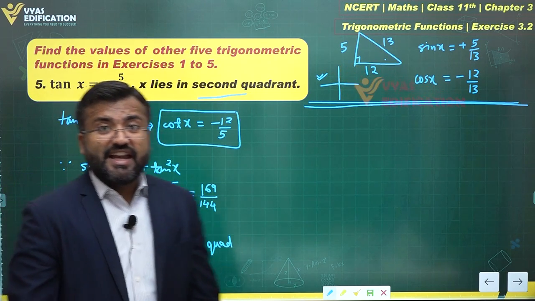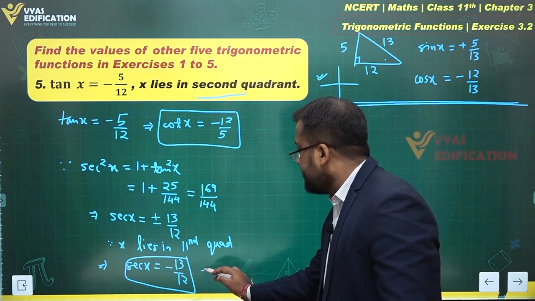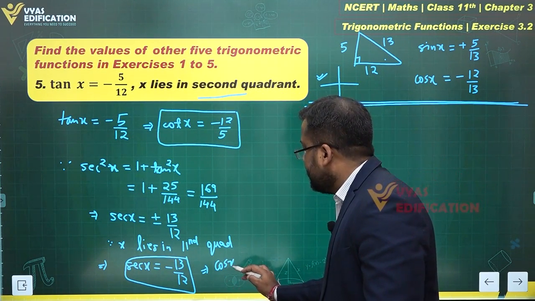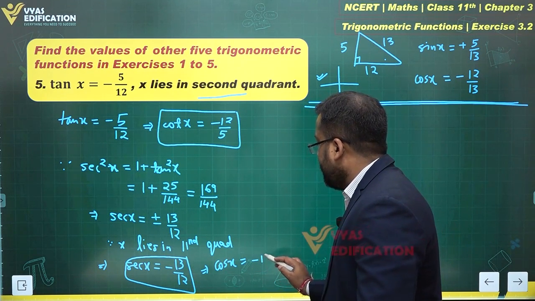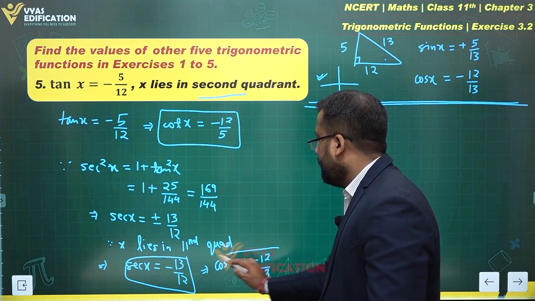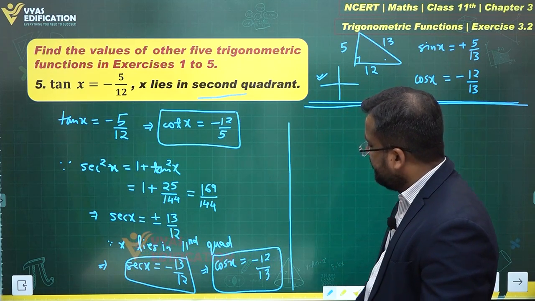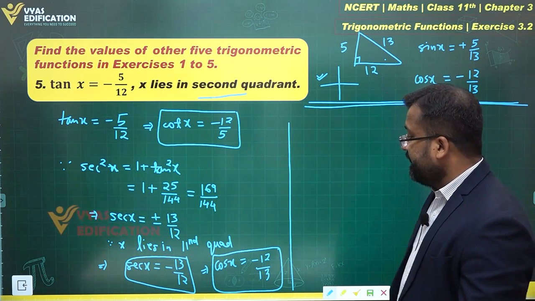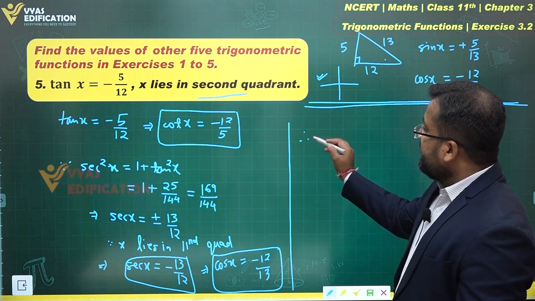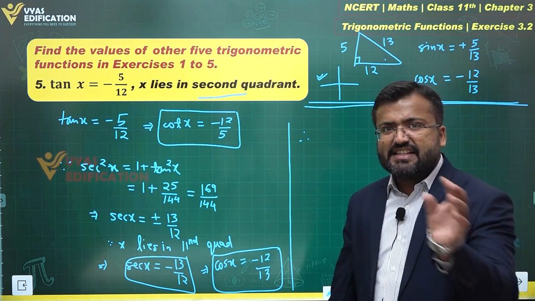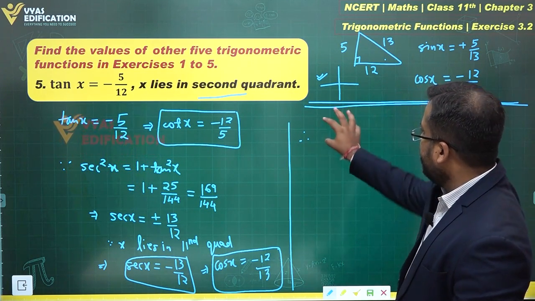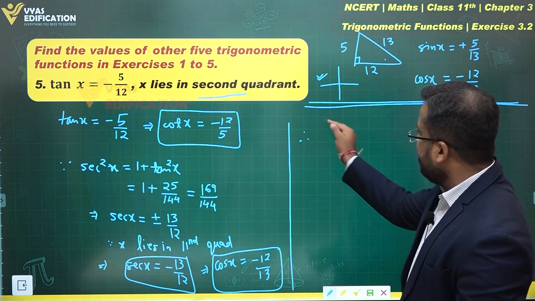Okay, now we have found sec x, which implies cos x can be easily found. Cos x is the reciprocal of sec x. That will be minus 12 by 13. Okay, what next? Cos x is minus 12 by 13. Therefore, sin x can be easily found, right? Tan x is sin x upon cos x. So, sin x would be tan x times cos x.